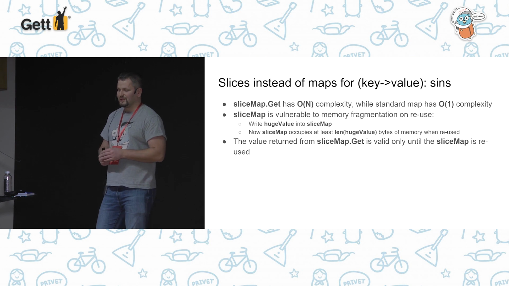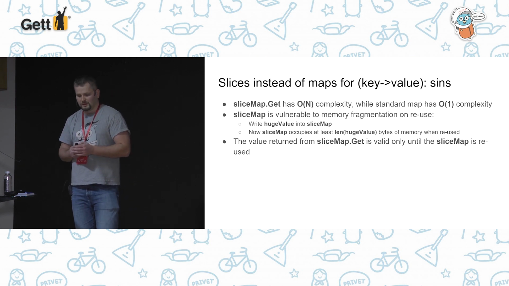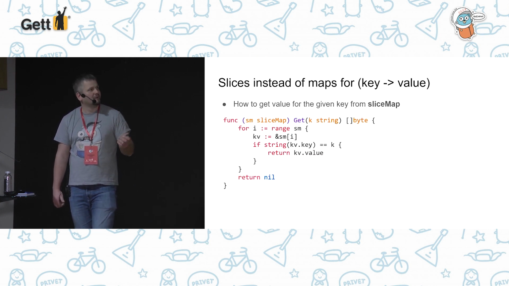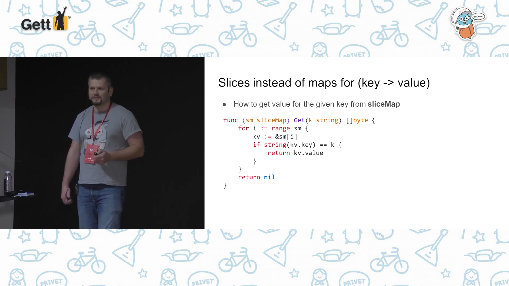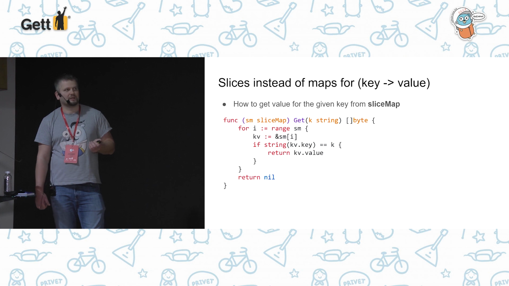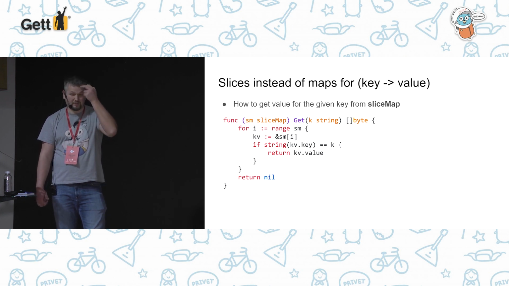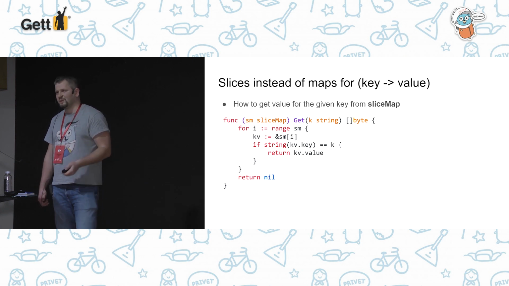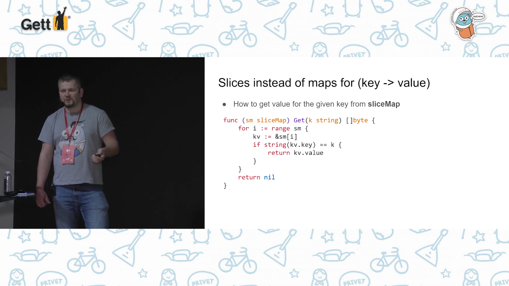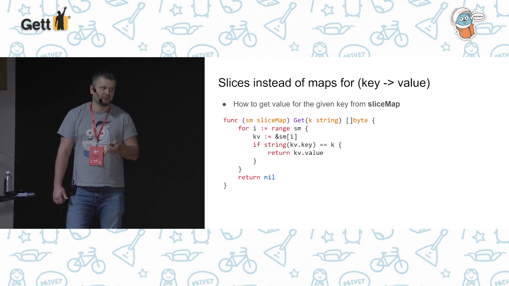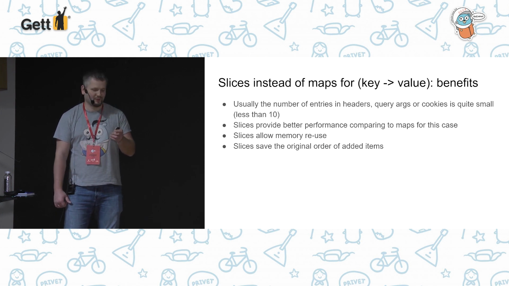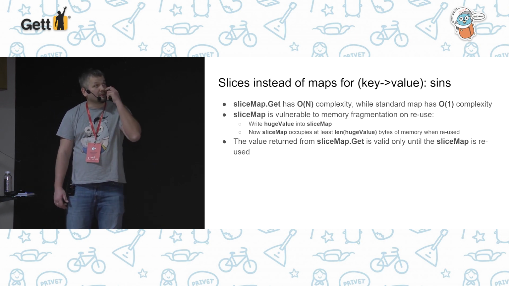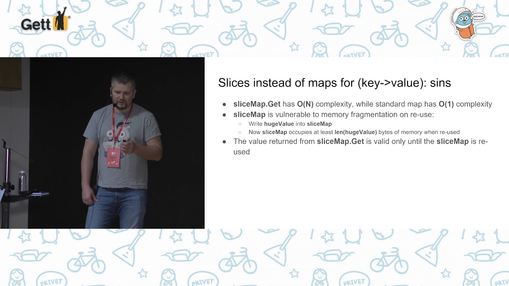If the number of query args or the headers is too large, then, as we've seen from this slide, the reading of data from the slice map is an O(N) operation. So you need to go through all the slice items, and this can happen very slowly. For instance, if you're talking about a slice map containing thousands or millions of elements, just imagine your query args containing that many elements.